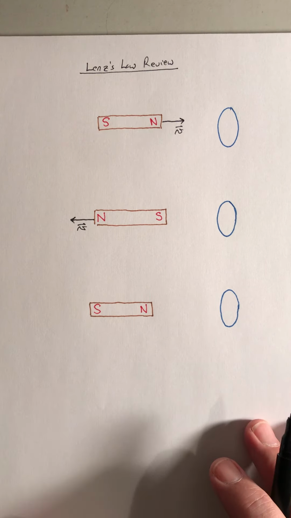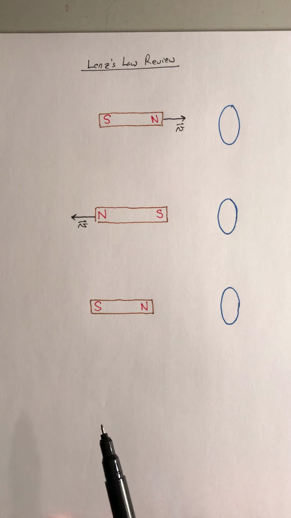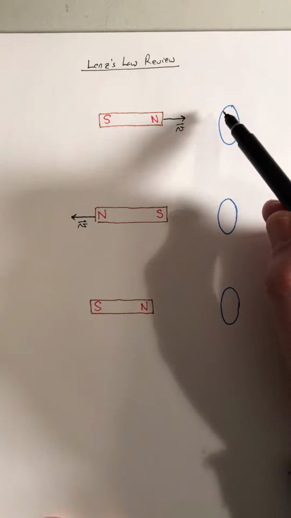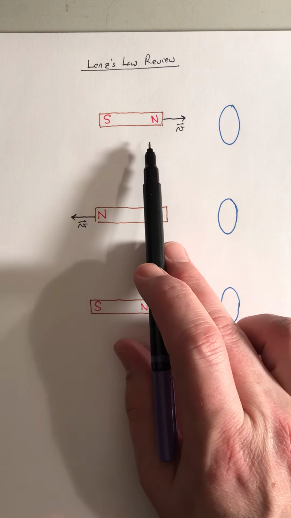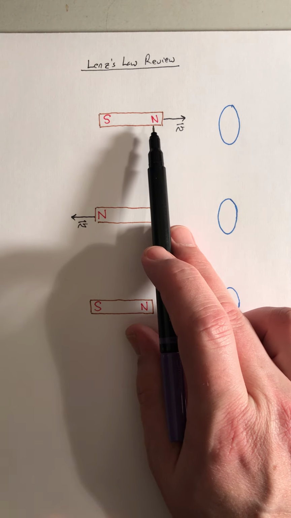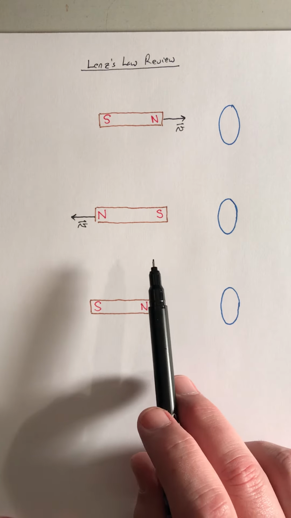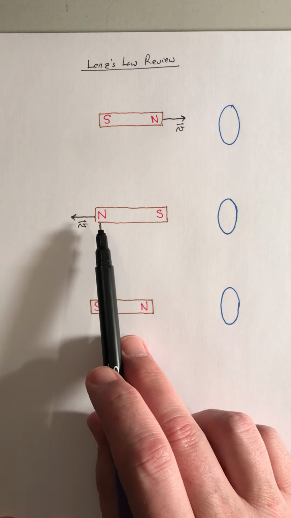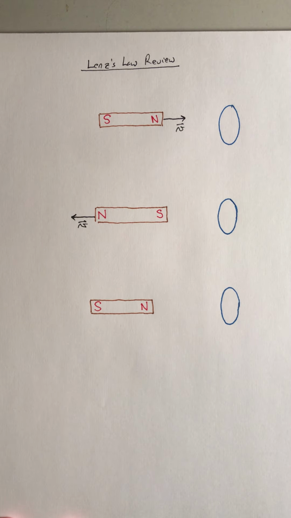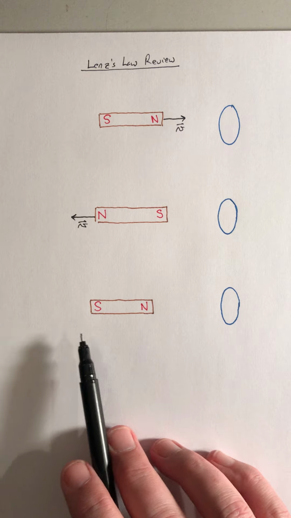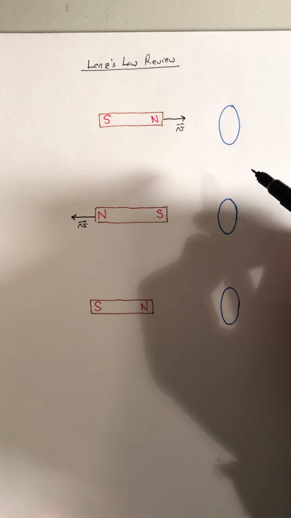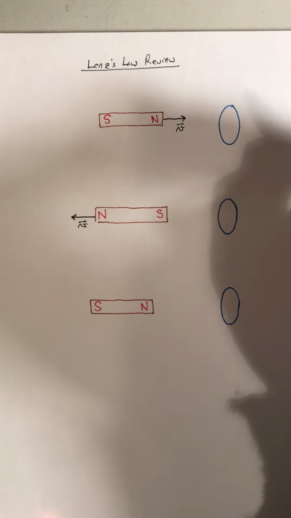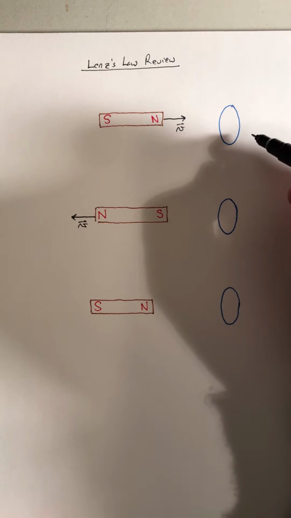So I have a review question here to think about Lenz's law in a few different scenarios. I have a conducting loop and a bar magnet, and the bar magnet could be moving towards the loop with the north pole closer to the loop, or the bar magnet is moving away from the loop with the south pole closer. And then in the last scenario, we have a bar magnet at rest relative to a loop. We're going to use Lenz's law to tell us what the direction of the induced current and induced EMF is in each of these loops.